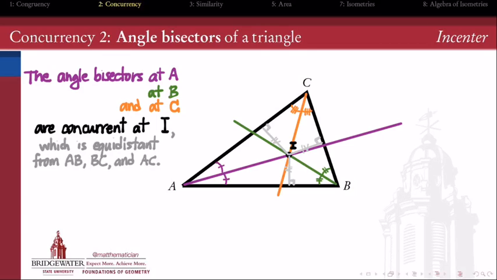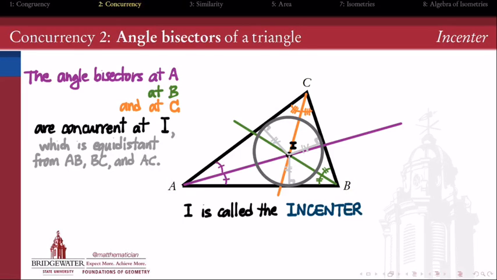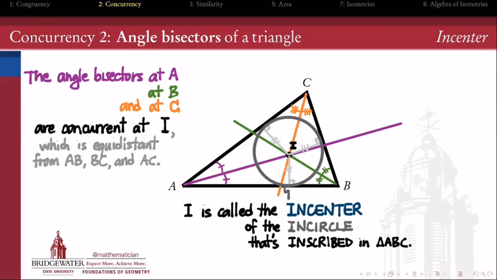That therefore implies that we can sketch a circle with that concurrency point at its center, which will exactly touch each of the sides of this triangle. And as a result, we call that concurrency point the incenter of this triangle. And the circle, which we draw using the radius equal to the distance from the incenter out to any one of the three sides, that circle is called the incircle of this triangle. And as a result, it has been inscribed inside of this triangle ABC.